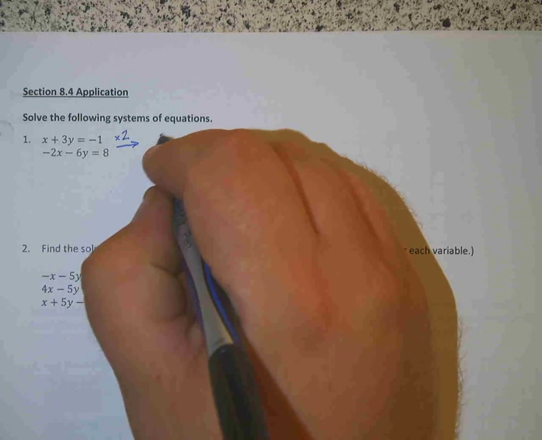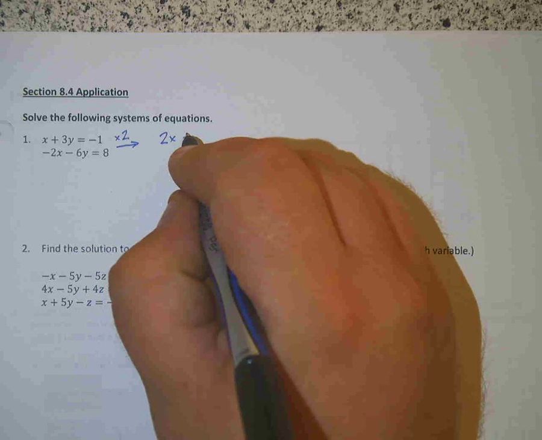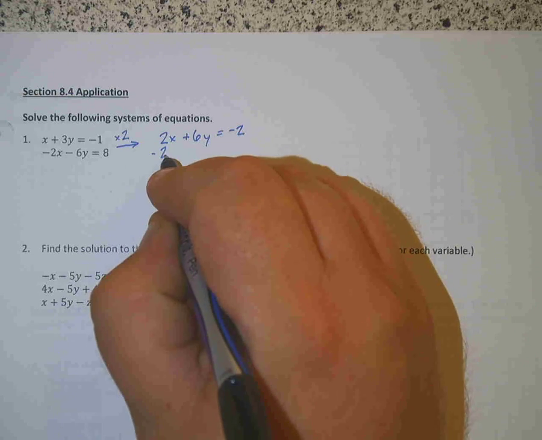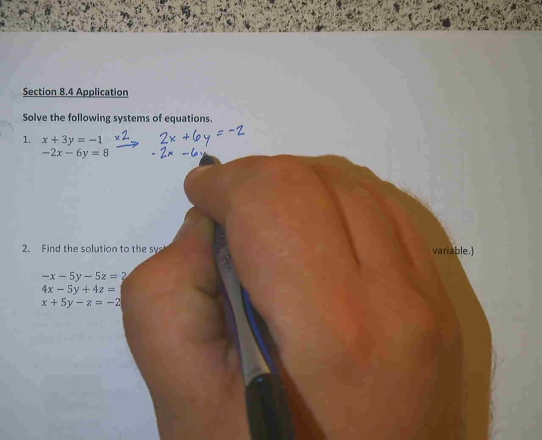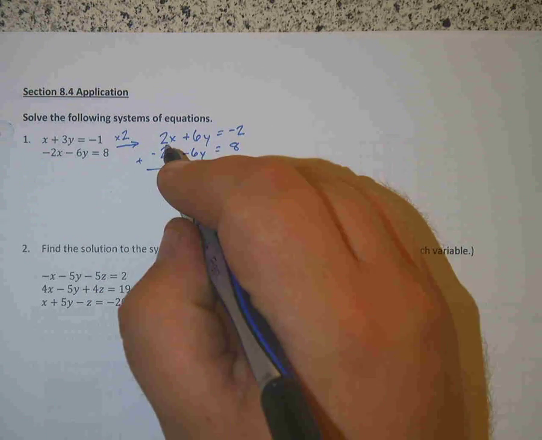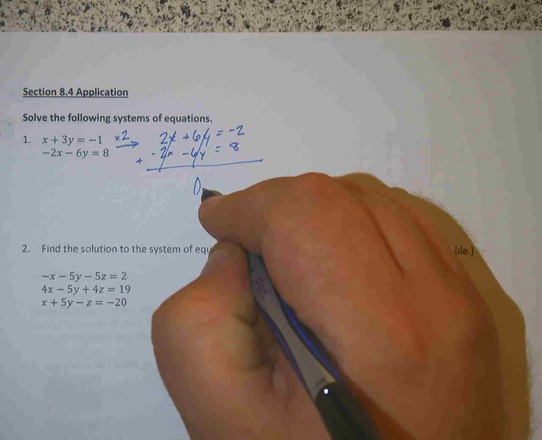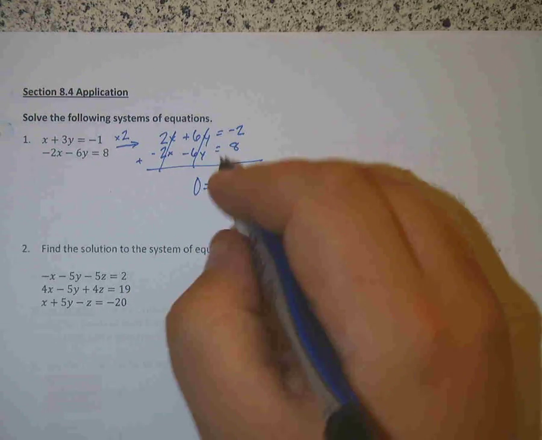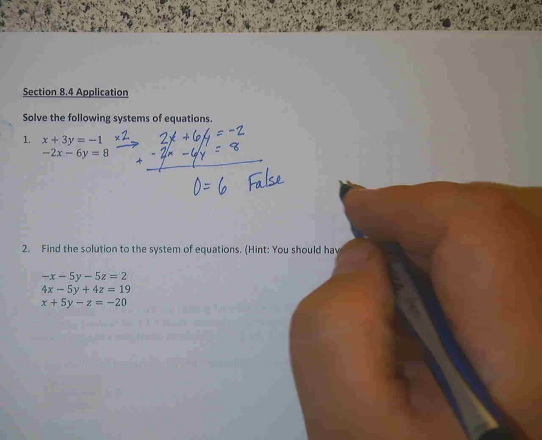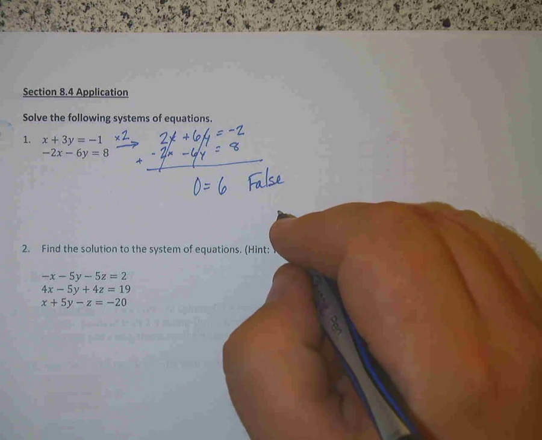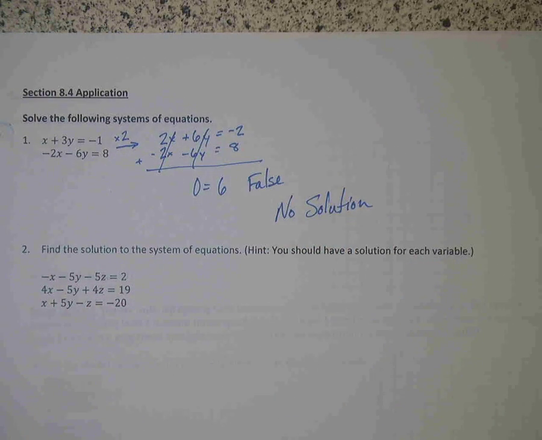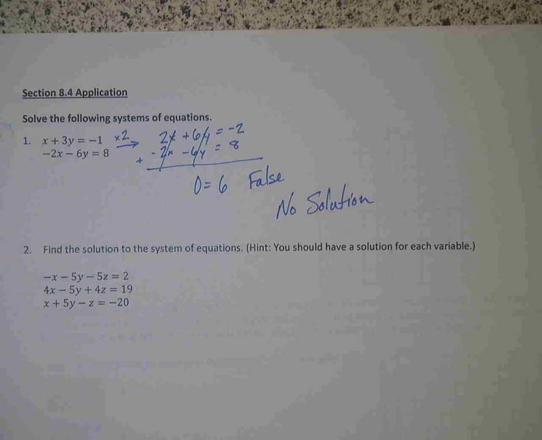So multiplying x by 2 is going to give me 2x, 3 by 2 will give me 6y, and then negative 2 there. And I'm just going to copy down the second equation and see what happens. When I add these two equations up, the x's go away, the y's go away, and I have 0 equals 6. Well, that's a false statement. And since it's false, we learned in this unit that means that there is no solution. And for no solution, that means that you have two parallel lines that never cross.